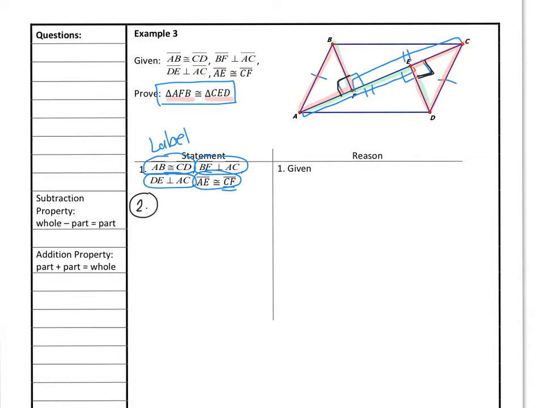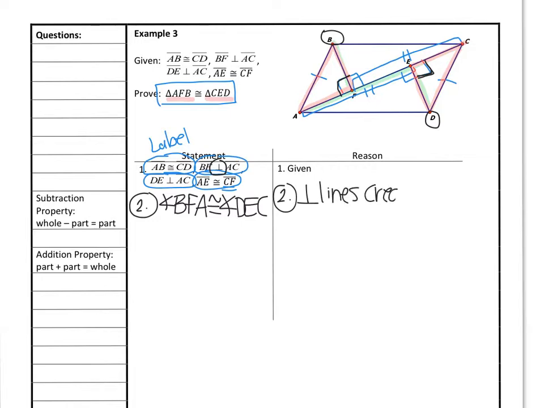So step 2, I'm going to name this 90-degree angle here as BFA. So angle BFA is congruent to the angle on the other side, where angle B is going to match up to angle D right here. So we're going to start with B and D. So our second angle is DEC. Okay? So for our reason there, we're going to use the perpendicular definition. So perpendicular lines create congruent 90-degree angles.